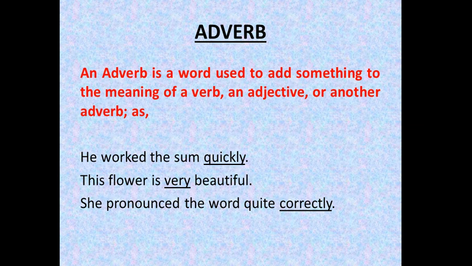For example, he worked the sum quickly. How did he work the sum? Quickly. So, here sum is the noun and the verb is being qualified by the adverb. So, that is what? Quickly. This flower is very beautiful. How is the flower? Very beautiful. So, beautiful is already an adjective and very is qualifying it. So, this is also an adverb. She pronounced the word quite correctly. How did she pronounce? Correctly. Quite correctly. So, this is also what? Adverb.